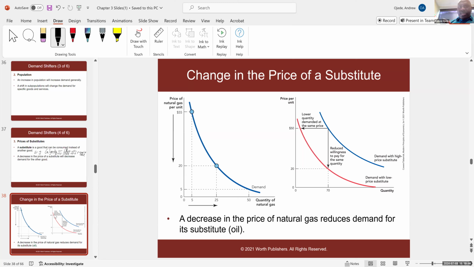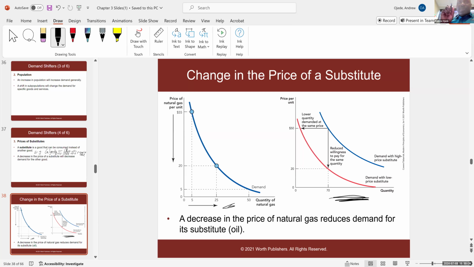Okay. A decrease in the price of natural gas reduces the demand for its substitute like oil. So the second diagram is a market for oil. This is a market for natural gas. If you think that natural gas and oil are substitutes because they're all energy, but I kind of don't like that example, it can be confusing. Anyway, I'll do another example.